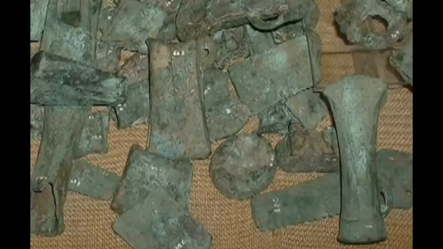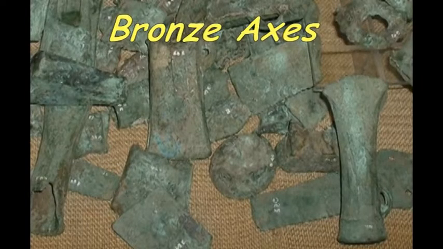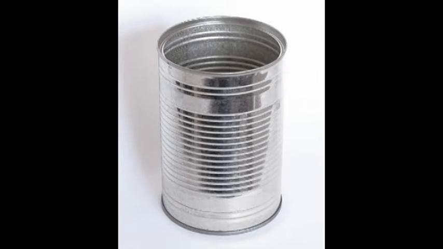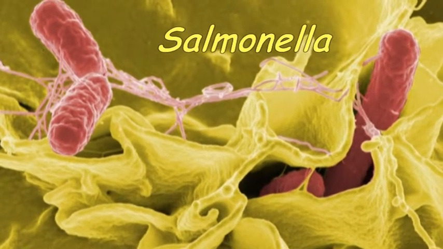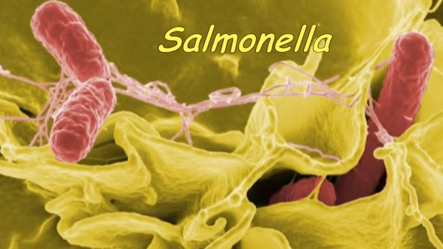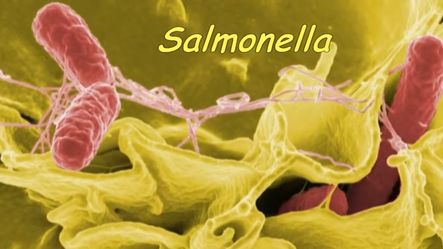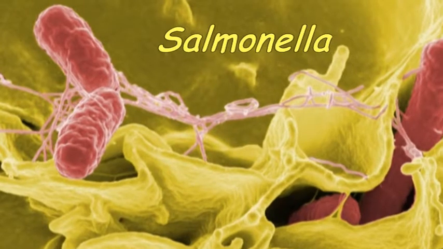Alloyed with copper, it made bronze, the first widely used metal. We use tin to line steel food cans to prevent them from rusting. They work fine until the can is damaged. The can rusts, swells, and the growing bacteria inside can kill.